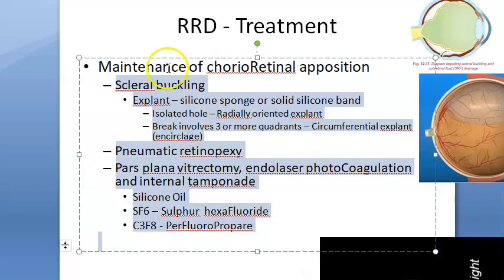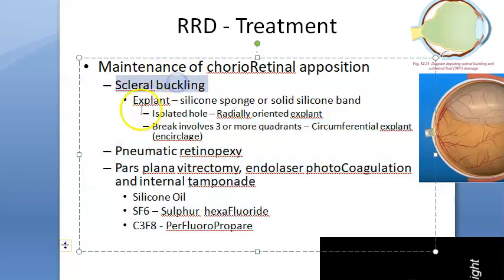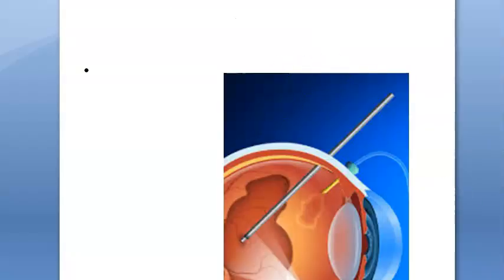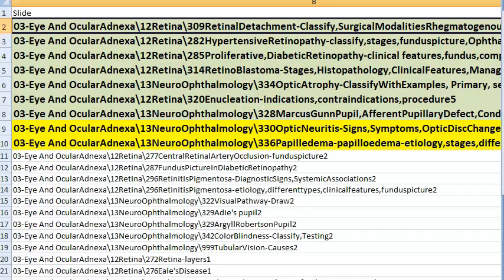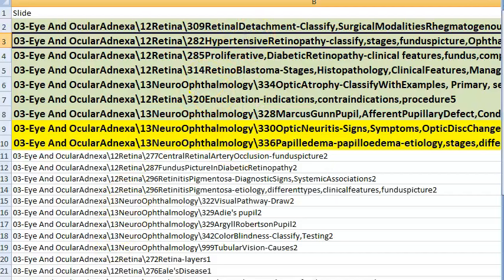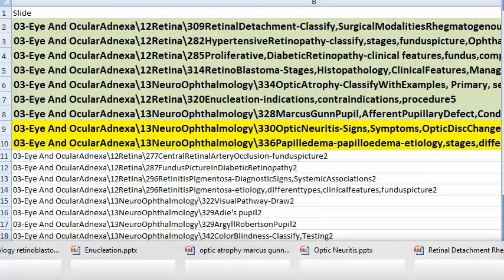So once you remove the fluid, what are you doing? You'll maintain the opposition by scleral buckling, pneumatic retinopexy, and some internal tamponade. They're talking about sulfur hexafluoride, perfluoropropane. So these are some images. This surgery will help, okay? Next, what is the next topic? Very important, hypertensive retinopathy. Let's look at hypertensive retinopathy.